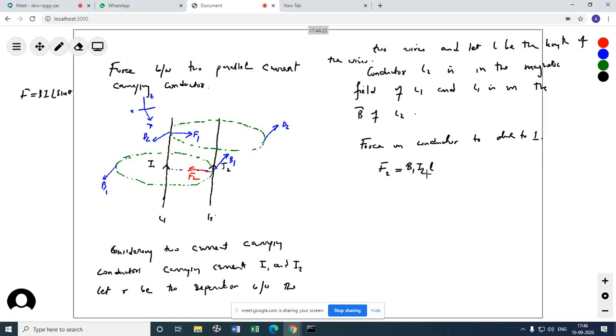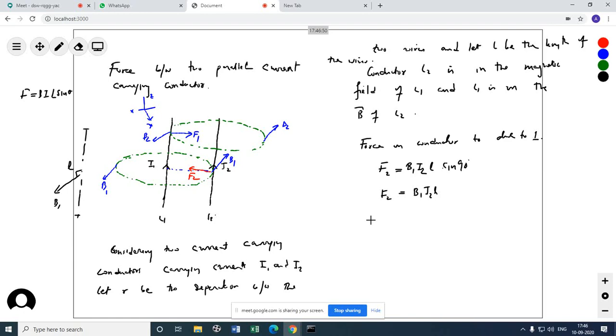Okay? So BIL. Now what is the angle between them? Clearly you can see the angle between the length vector and the magnetic field. Where is the length vector? This is the length vector, this is the length of the wire. And where is the magnetic field? The magnetic field is perpendicular to the length, so this is the magnetic field coming out like this. So the angle between them is how much? 90. So this is sine 90. Therefore I get B1 I2 L.